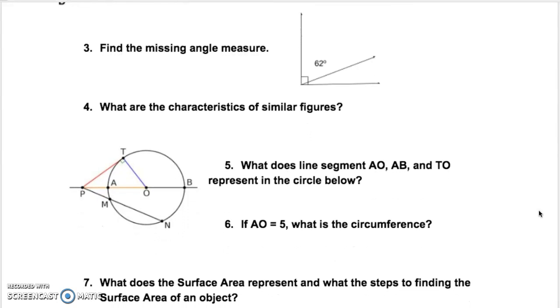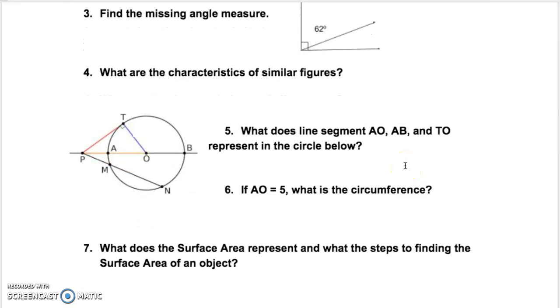Number 3, find the missing angle measure of this 90-degree angle. This indicates a right angle. What are the characteristics of a similar figure?